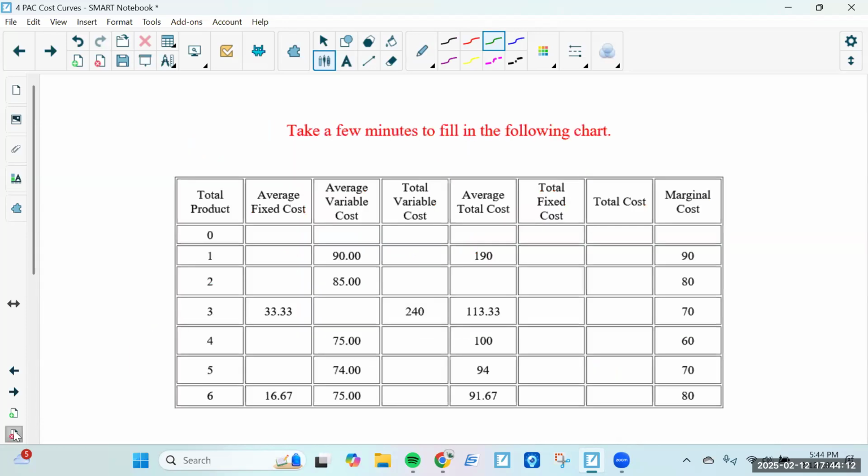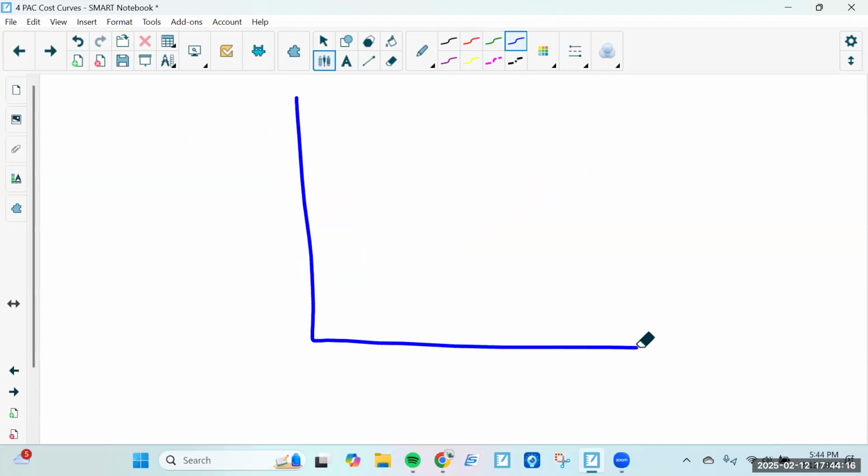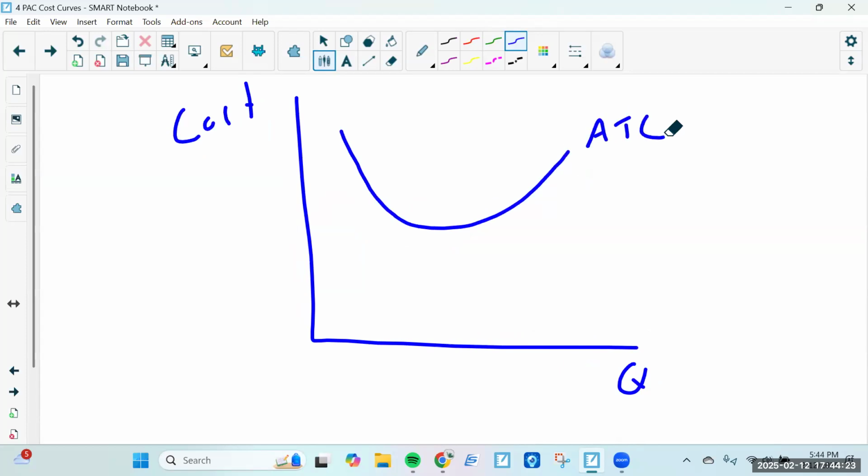So what I always do when I'm doing this is I draw my quantity, I draw my cost, I draw my ATC, and then I take a second and I stop and I look at this and I say, where's the minimum? Minimum looks like it's about right there. Now I draw my marginal cost through that minimum. If you'll do that, you'll get these points. If you don't, you're going to lose the points.